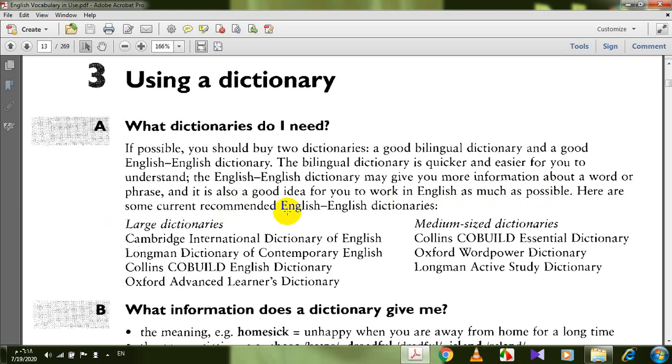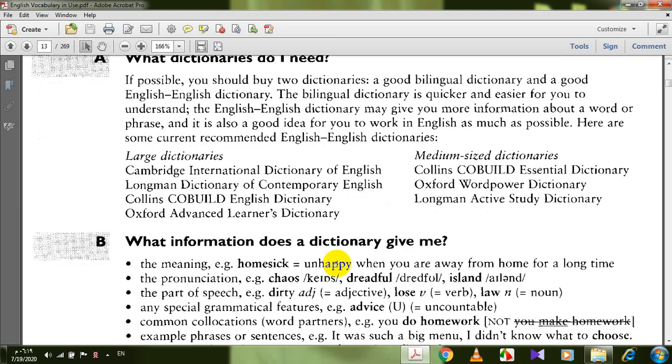Here are some current recommended English dictionaries. By the way, we have large dictionaries and we have medium-sized dictionaries. Large dictionaries are like Cambridge International Dictionary of English, Longman Dictionary of Contemporary English, Collins COBUILD English Dictionary, Oxford Advanced Learner's Dictionary. As for the medium-sized dictionaries, we have Collins COBUILD Essential Dictionary, Oxford Word Power Dictionary, and Longman Active Study Dictionary. So these are two types of dictionaries, large and medium-sized.